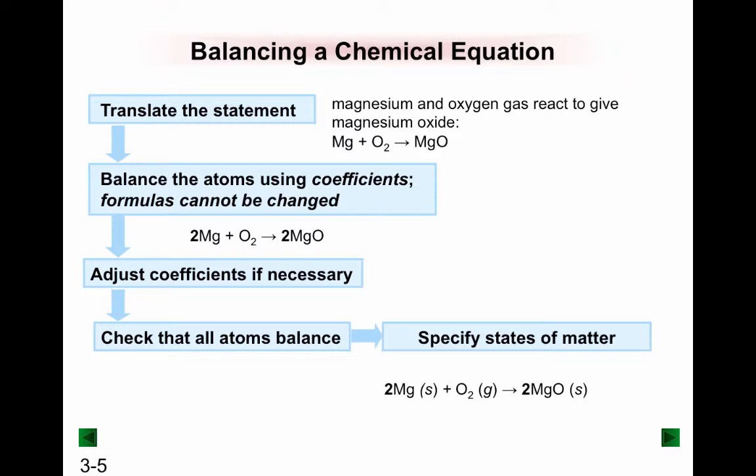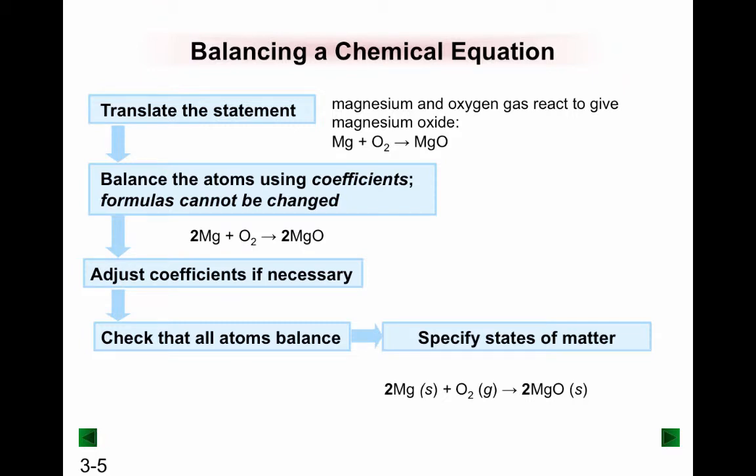Step 3 is where we adjust the coefficients. We want all the coefficients to be the smallest whole number coefficients possible. 1/2 of an O2 molecule cannot exist, so we need to multiply the entire equation by 2. When we do this, we get 2 moles of magnesium plus 1 mole of O2 produces 2 moles of magnesium oxide. We can omit the 1 in front of O2 as it is implied to be there.